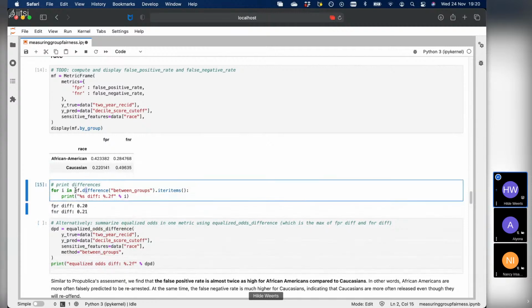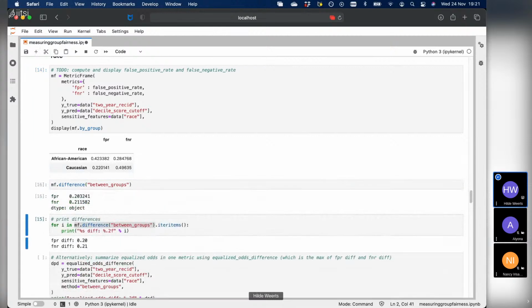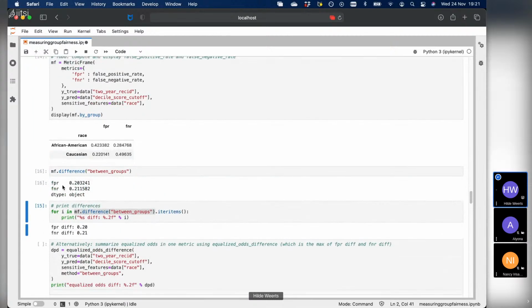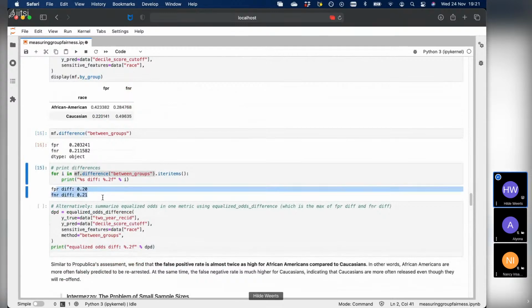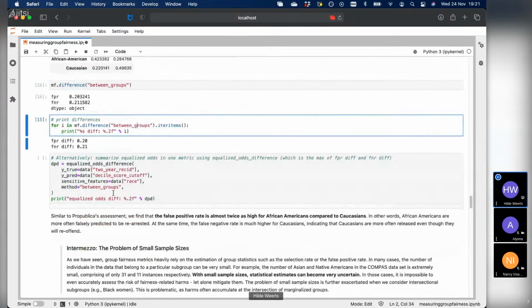And then we can use the MetricFrame difference again to compute the difference between groups. If we have two metrics, I can also just show you what this looks like. This is just a pandas series that gives you the false positive rate and false negative rate. I just wanted to print it.